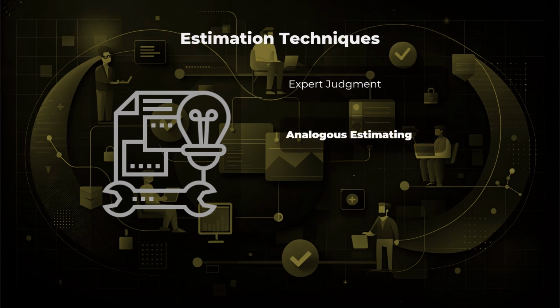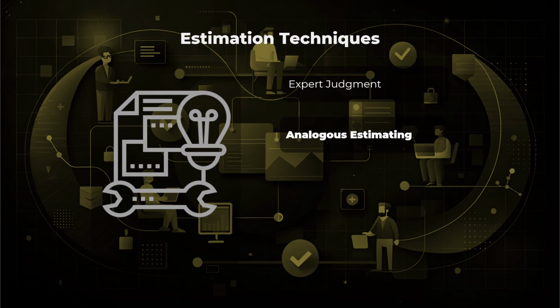Analogous estimating. Analogous estimating, also known as top-down estimating, relies on historical data from similar past projects to estimate resources, costs, or duration for the current project. This technique assumes that the current project's characteristics and requirements are similar to those of previous projects and uses the historical data as a basis for estimation.